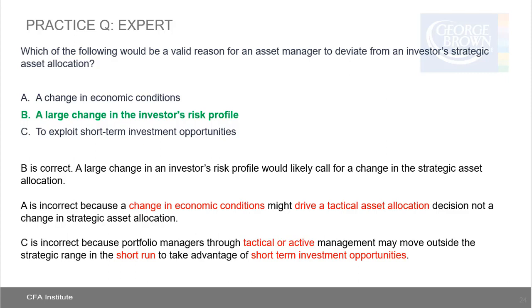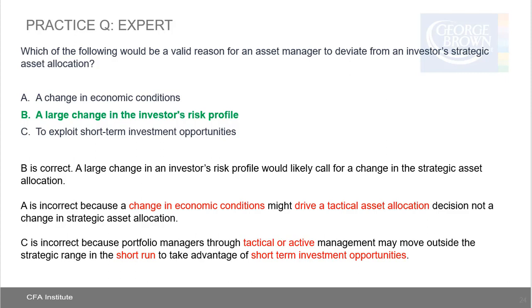A large change in the investor's risk profile would be a valid reason for an asset manager to deviate from an investor's strategic asset allocation. Remember, strategic asset allocation is the long-term asset allocation. So what would be a valid reason for deviating from it? It would have to be a change in the investor's risk profile, okay? If we look at A and C, a change in economic conditions or exploiting short-term investment opportunities, those are all tactical asset allocation decisions, okay?